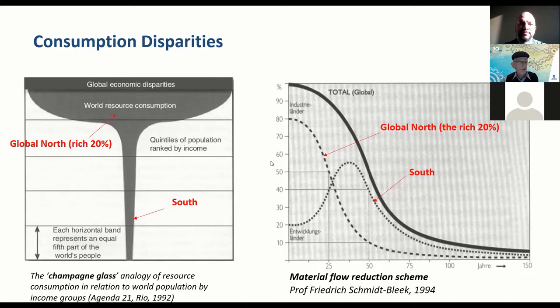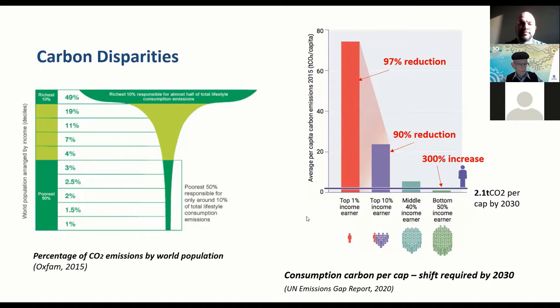And now we come to carbon disparities. And I should say that consumption and carbon kind of go together, because the more you consume, the more carbon you produce. And the champagne glass diagram you can see here reappeared in the Oxfam report of 2015, entitled Extreme Carbon Inequality. And as you can see, nothing has changed. Again, the poorest people on the planet are not only least responsible for causing climate change, they are also the most vulnerable to its consequences and least prepared to cope.